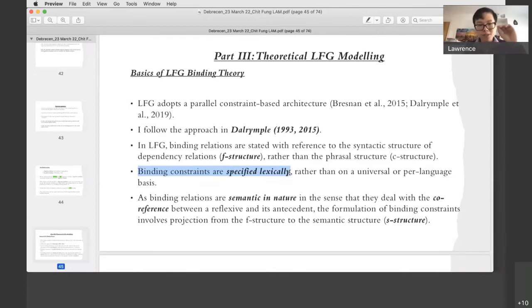Okay, we state the binding requirements lexically for each of the reflexives or each of the pronouns, and this kind of approach, I would say, is better, especially if a language contains a number of different types of pronouns, and each of the pronouns has its own specific binding requirements.